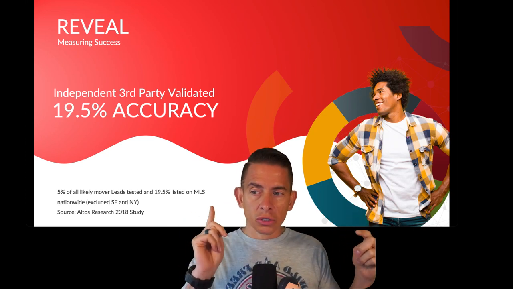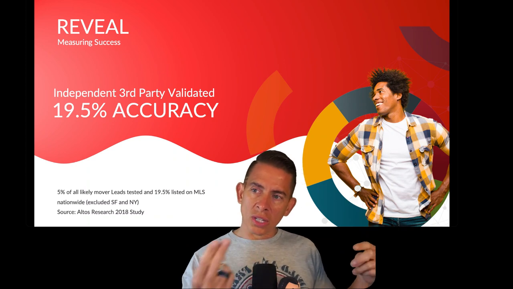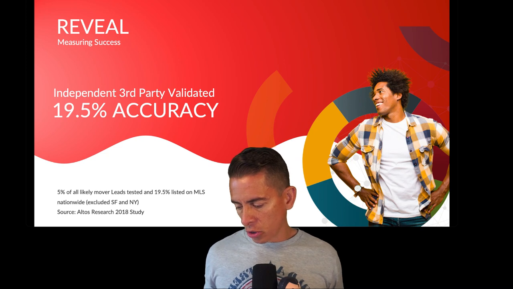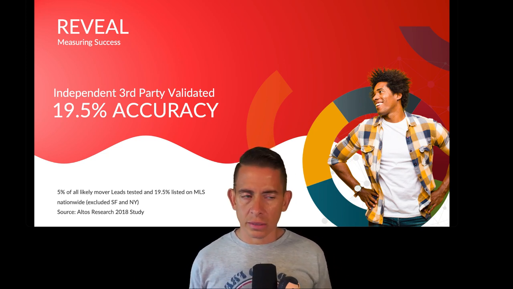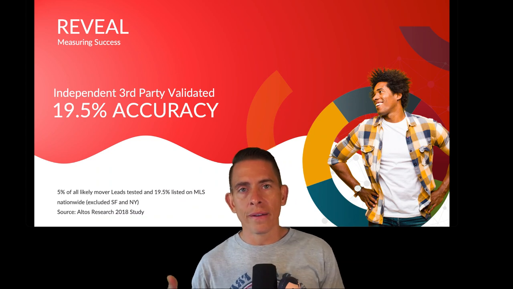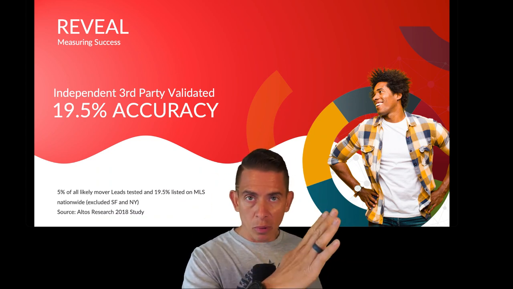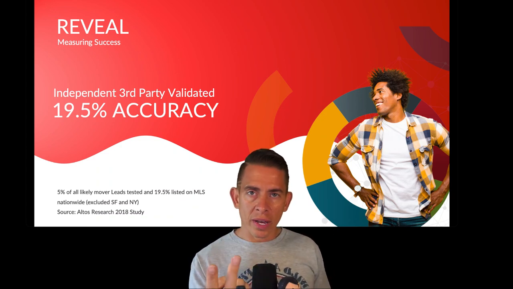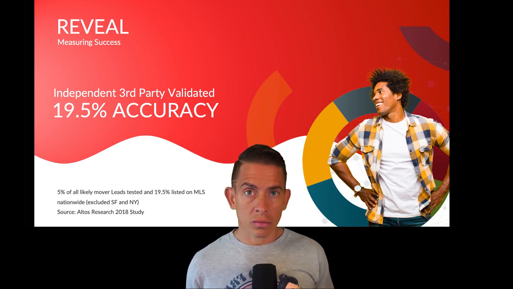Okay, and that excludes San Francisco and New York City because they don't have the data, because the New York City market is not a realtor market. But I would like to say it's similar, okay? One out of five, which means if one out of 10 people is likely to sell in your database, then one out of those five are going to list.